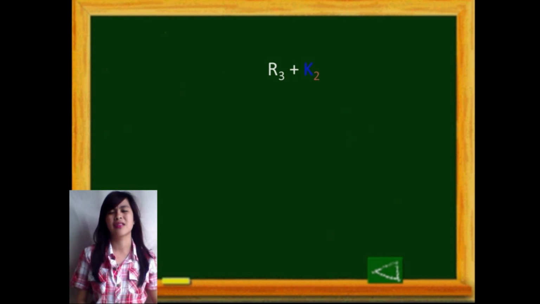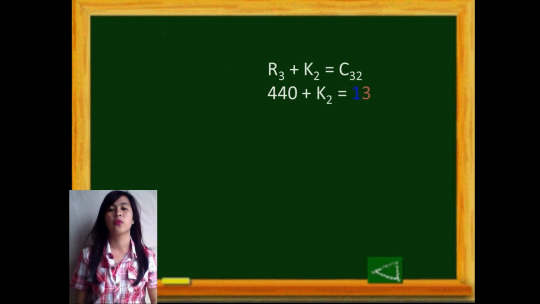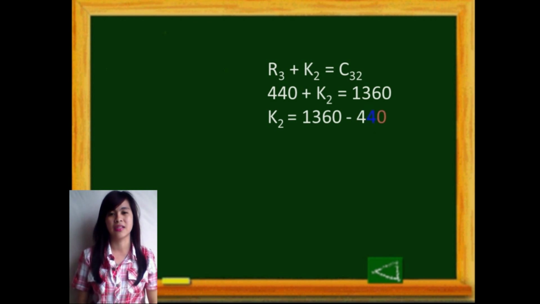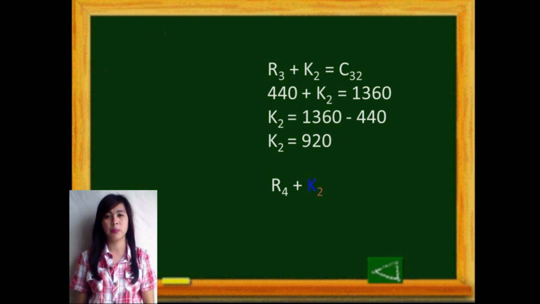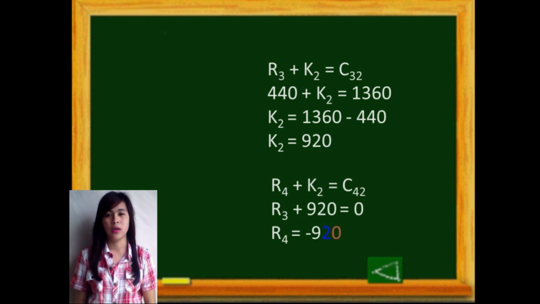R sub 3 plus K sub 2 is equal to C sub 3,2. So 440 plus K sub 2 is equal to 1,360, and K sub 2 is equal to 1,360 minus 440, so K sub 2 is equal to 920. R sub 4 plus K sub 2 is equal to C sub 4,2, and R sub 4 plus 920 is equal to 0. And R sub 4 is equal to negative 920.